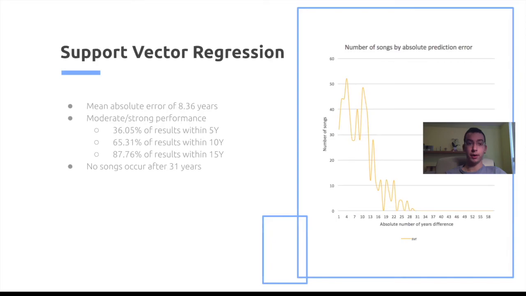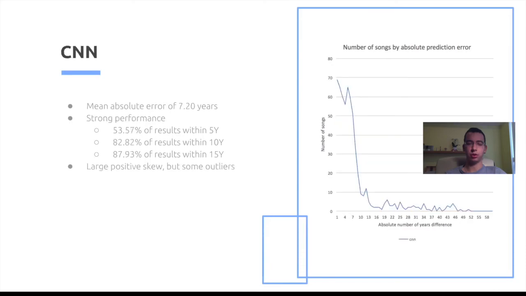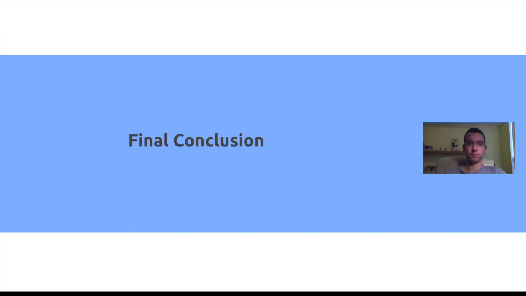Support vector regression performs better. The mean absolute error is 8.36 years. We have no songs reported after 31 years, which is interesting. 36% of results are within 5 years, and 87.76% of results are within 15 years. The CNN has the best performance. The mean absolute error is 7.2 years, and 53.57% of results are within 5 years. We have 87.93% of results within 15 years. There's a strong positive skew, but there are still some outliers, even past the 30-year mark.